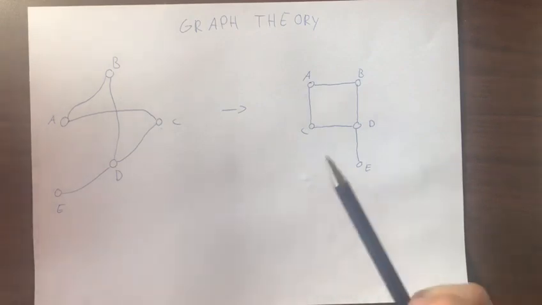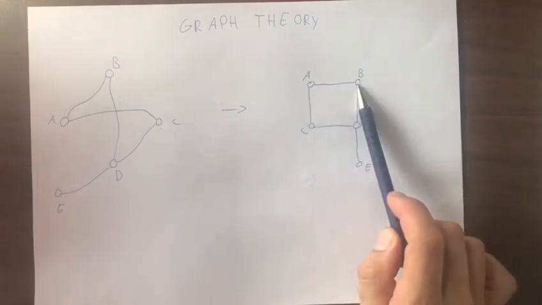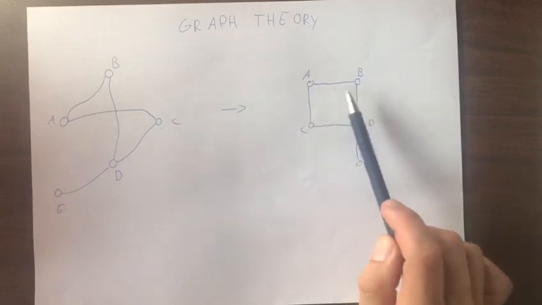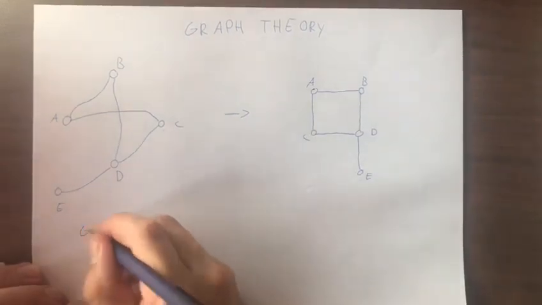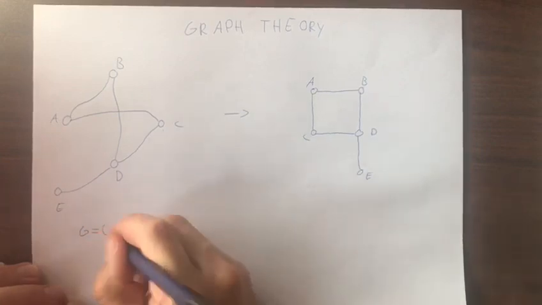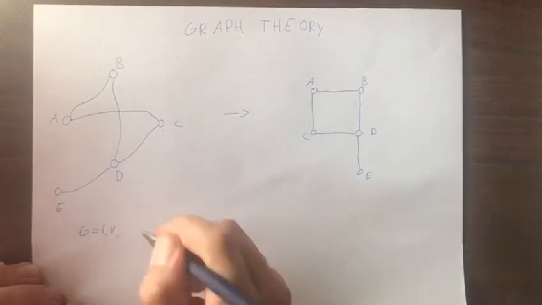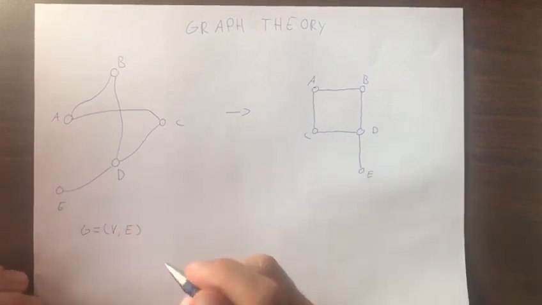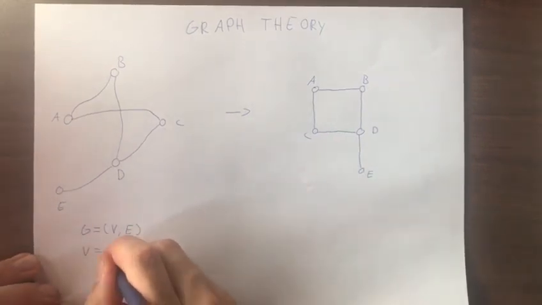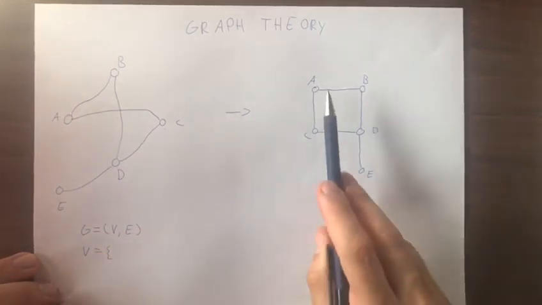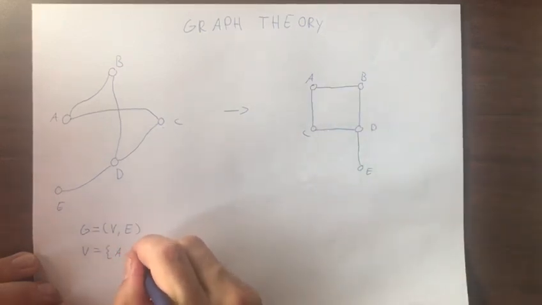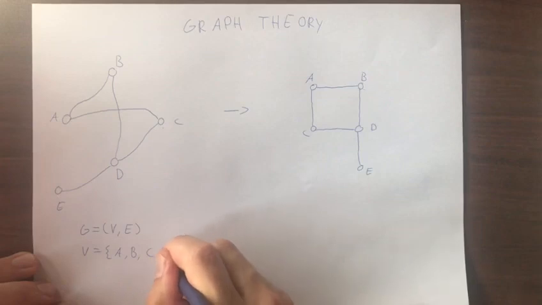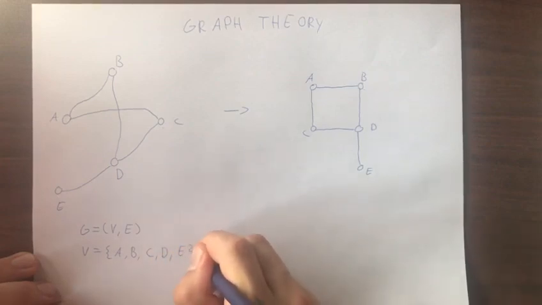And in graph theory we call the points vertices, and the lines between the points we call edges. And mathematically we write a graph as G equals the set of vertices and the set of edges. And the set of vertices we write as A, B, C, D, and E.